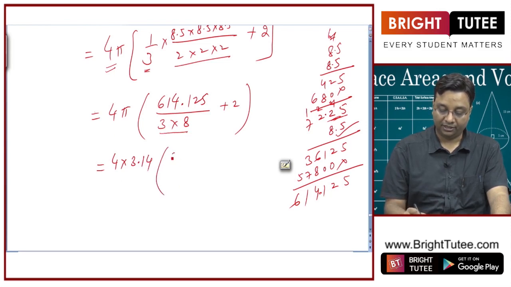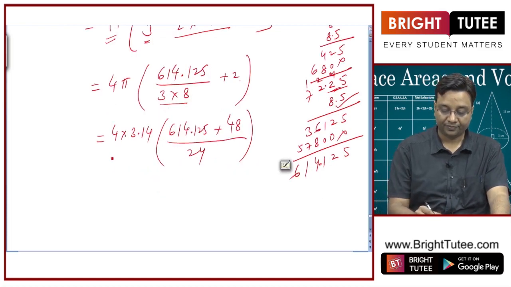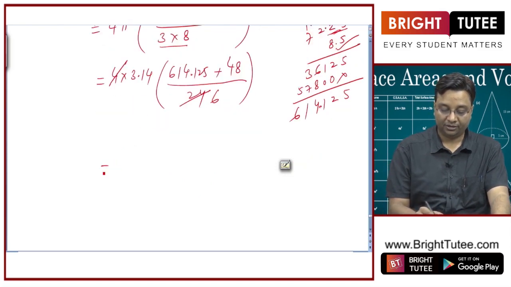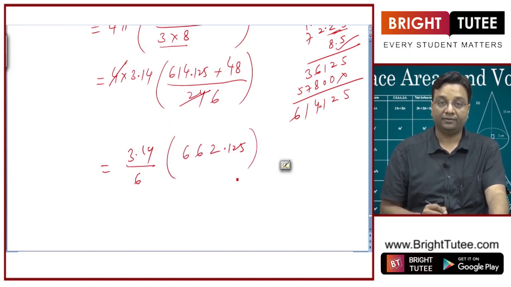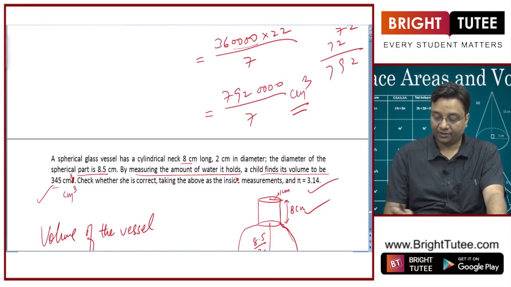This is 24, right? So 614.125 plus 24 into 2 is 48, and you can write 24 here. Now you can cancel it by using this. Okay, so this is 3.14 divided by 6, and you need to add this, 662.125, right?